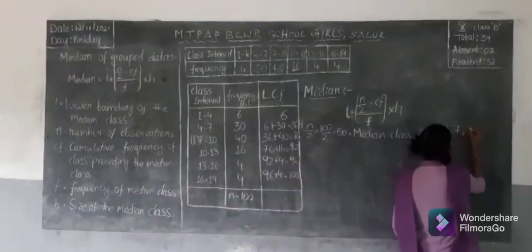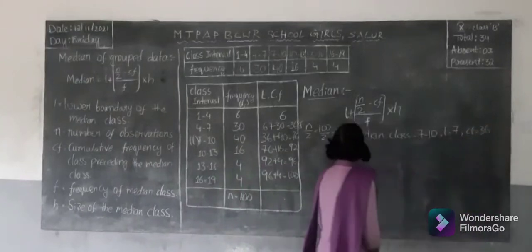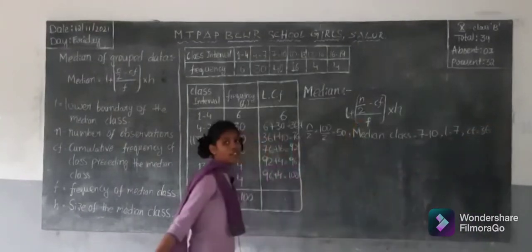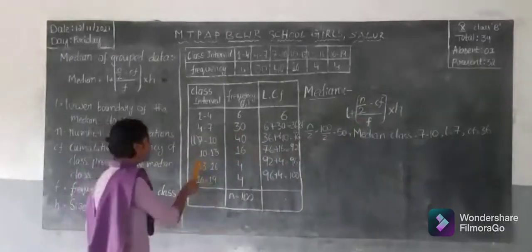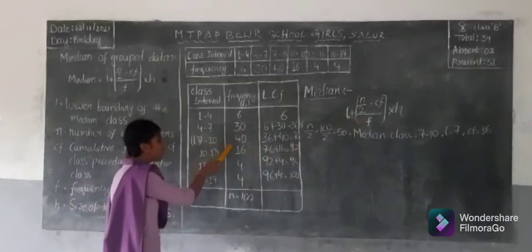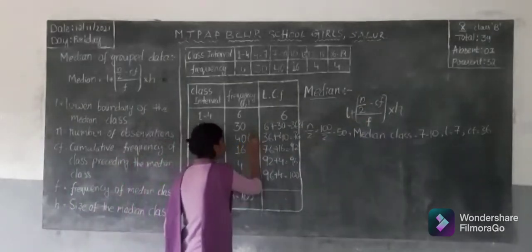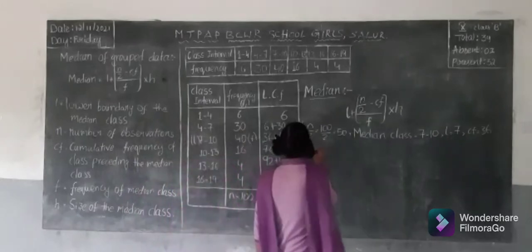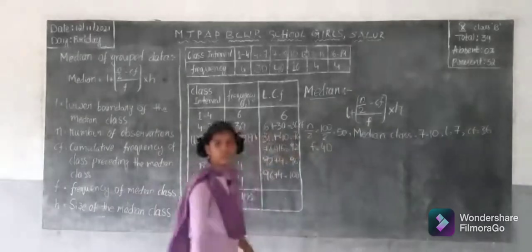Next we want to find the frequency. I already said that F means the frequency of the median class. Here the median class is 7 to 10. The frequency of the median class is 40. So we take F equals 40.